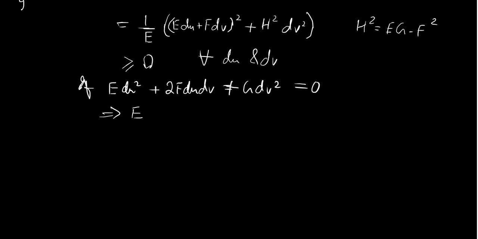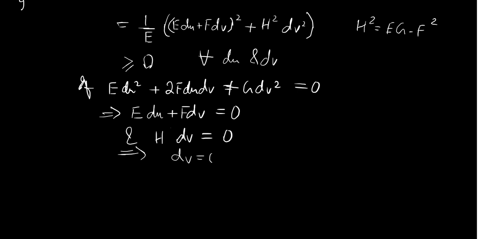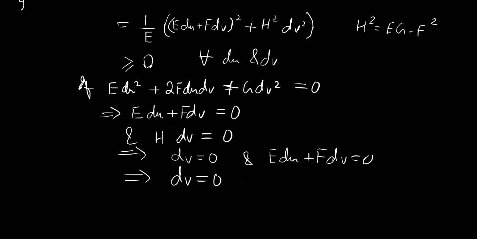So it would imply that e du plus f dv is equal to 0 and h square dv is equal to 0, because a sum of squares is 0 if and only if both the numbers are 0. Each of the squares is 0. Both must be 0, which would imply that since h cannot be 0, dv must be 0 and e du plus f dv must be equal to 0. Dv being 0 means e du must be equal to 0, which means of course that both dv and du must be equal to 0.